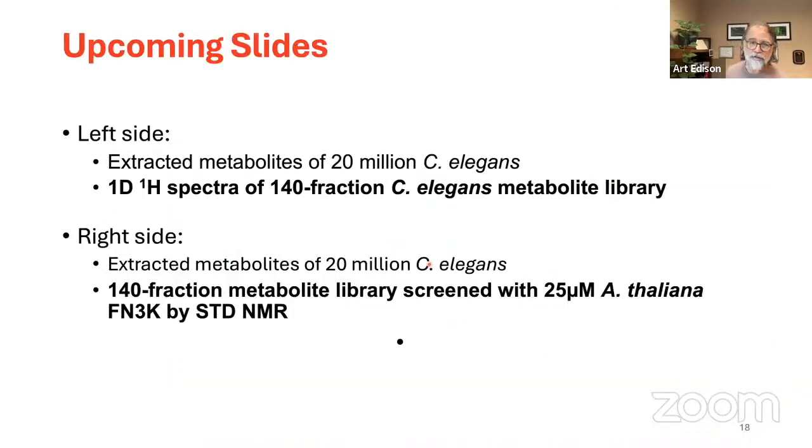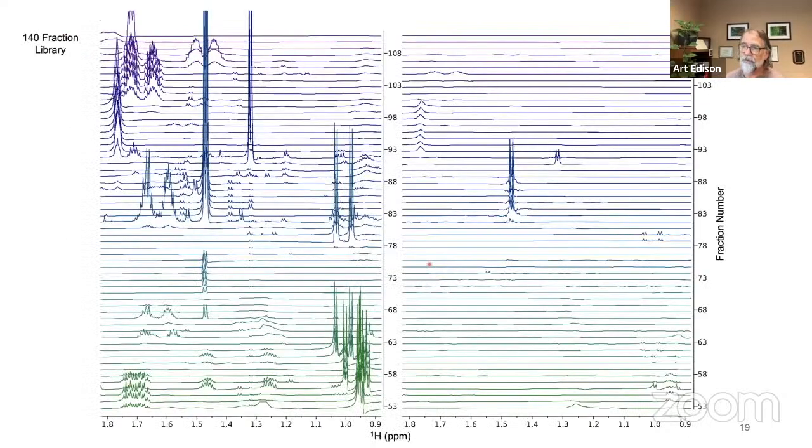And now, just for the last couple of slides that I'm going to go through here before I turn it over to John Grimes, I'm going to show you different regions of this very complex spectrum to just give you an idea of the richness of the information that you can get from this sort of experiment. So on the left is part of this worm fraction library. On the right is the same fraction library screened with the FN3K added to each fraction. I didn't make that clear before. So there's this fraction library on the left. It doesn't have any protein. On the right, it has FN3K added to it in a saturation transfer difference experiment.